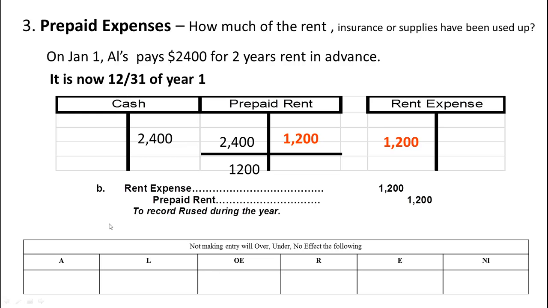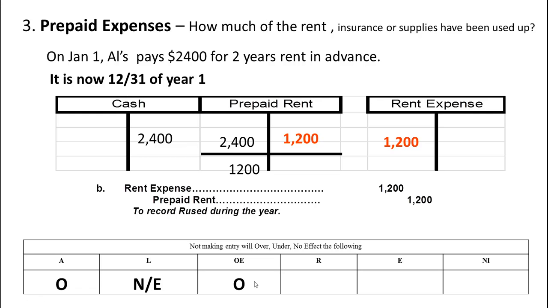So if we don't make this entry to reduce this asset down by $1,200 and show that it's being used up and put into an expense, assets will be overstated, and they'll be overstated by $1,200. What's wrong with liabilities? Well, there's no liability involved in this. There's only an asset and an expense, or an owner's equity account. So liabilities will be unaffected. Owner's equity, if we don't put this expense on the books, then owner's equity will be overstated.